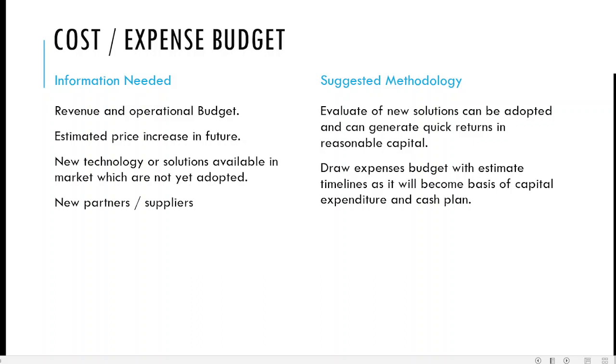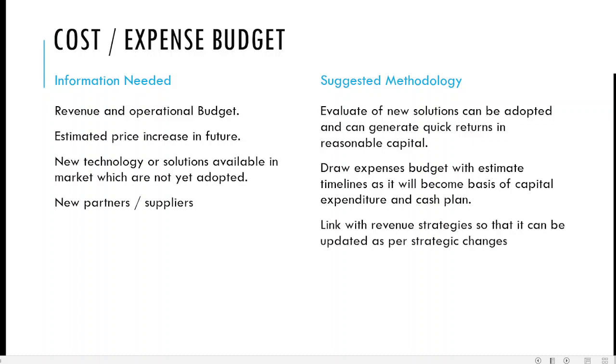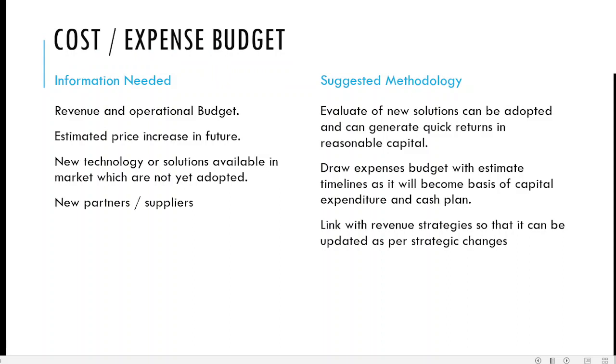Because we need to know, if we are going to hire new people, when we are going to hire, how much recruitment expense we need to pay, and by when, so that we have a clear cash flow plan to understand whether we will need money or have surplus money. Then we also need to look at the revenue strategies, so that we can update them as our strategy changes. So that's the expense budget.